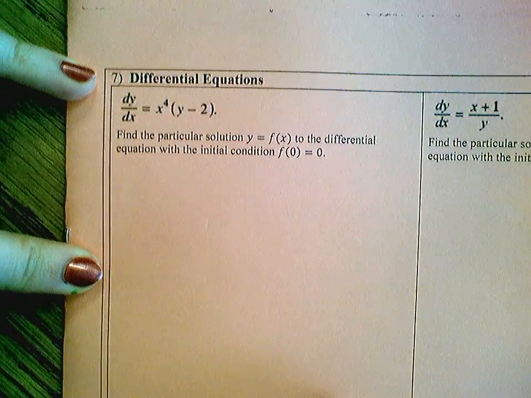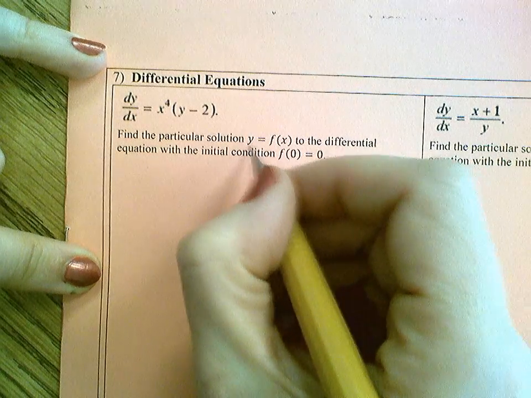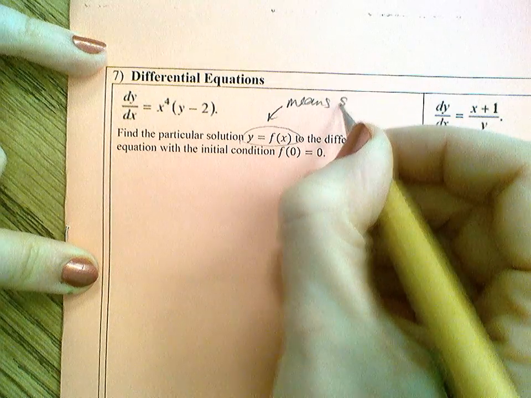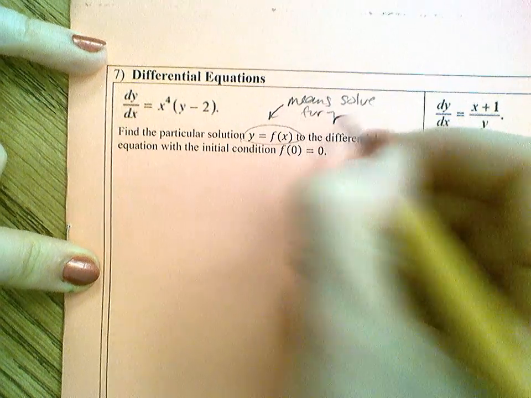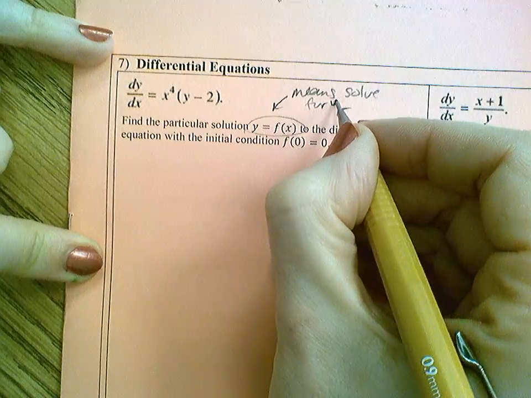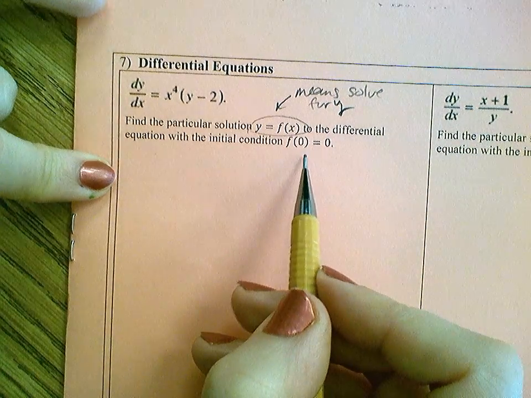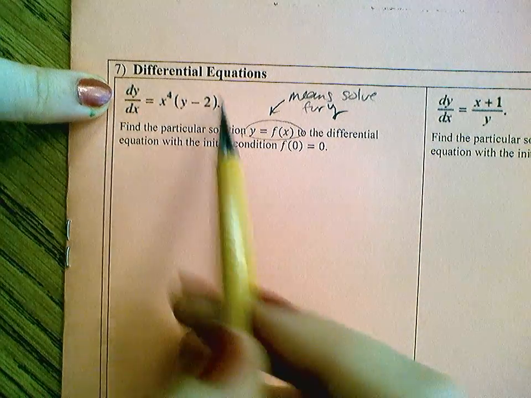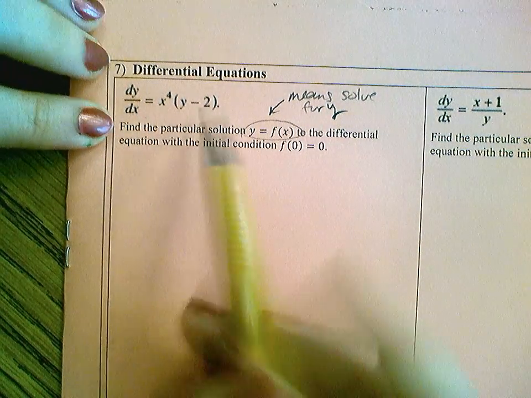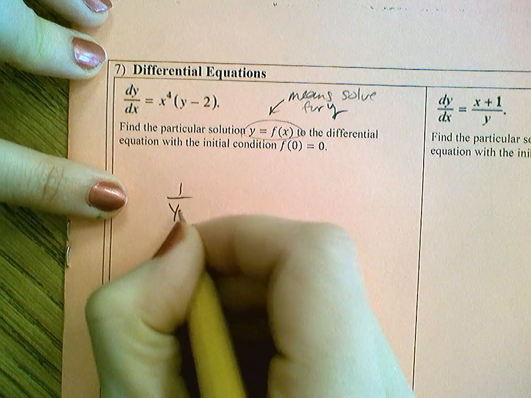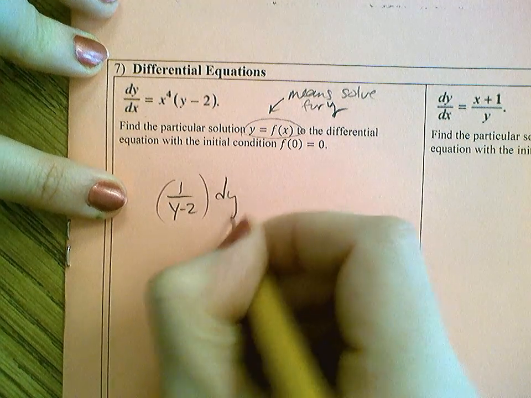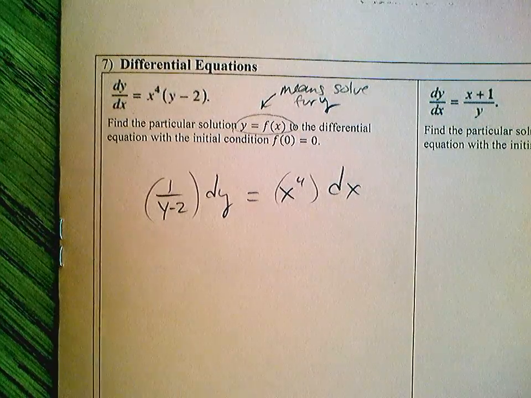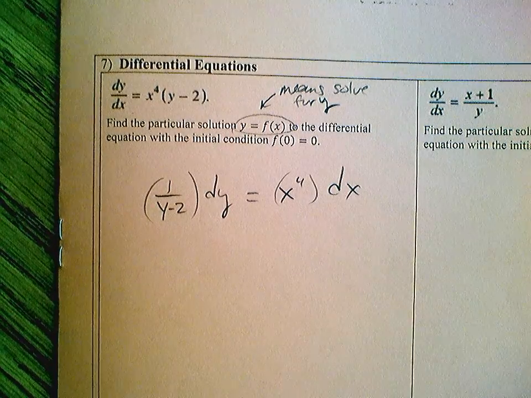Okay, so this one here. Find the particular solution, y equals f of x, so that means solve for y, to the differential equation with this initial condition. This is our most recent stuff that we learned. So you've got to separate the variables here. I'm going to do it fast, and if you don't understand how I did it, you've got to pause and figure out how I got that. You want to understand absolutely everything I do.